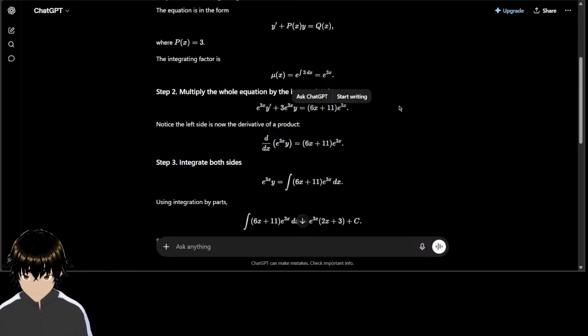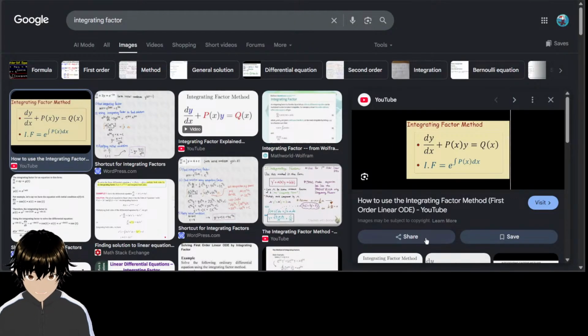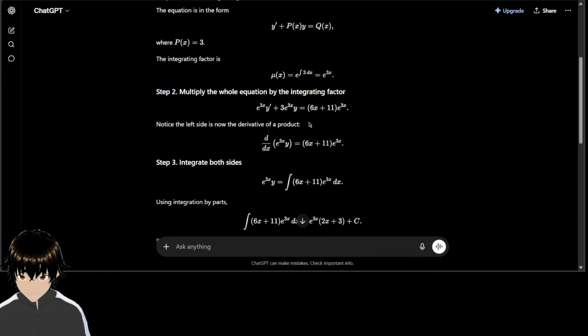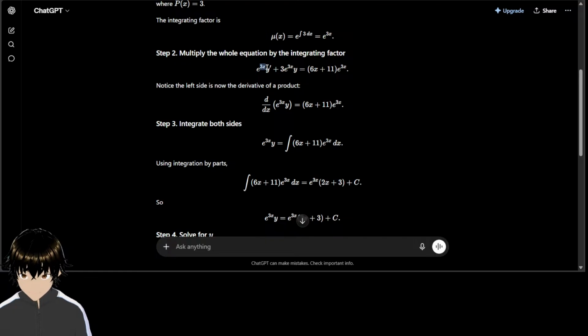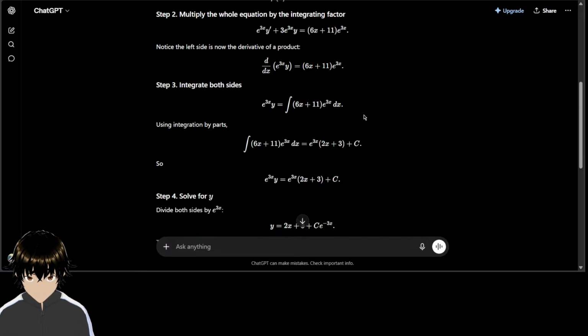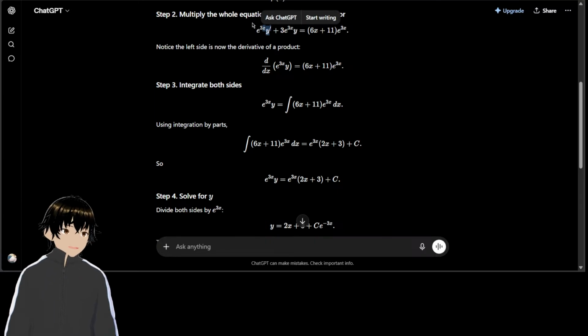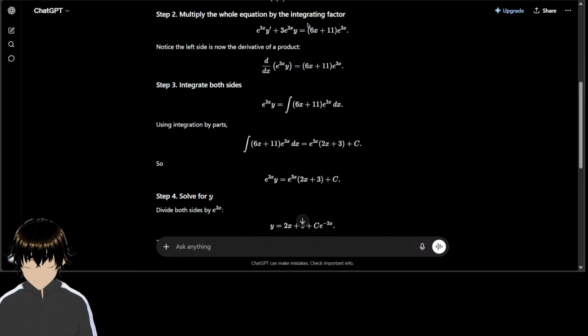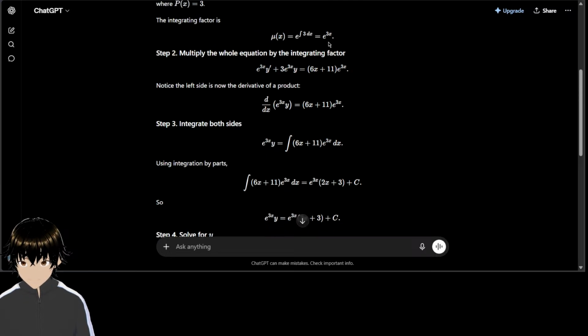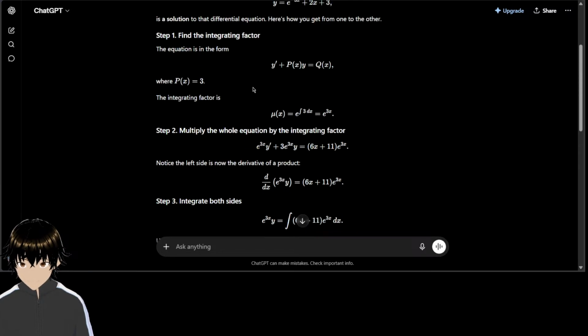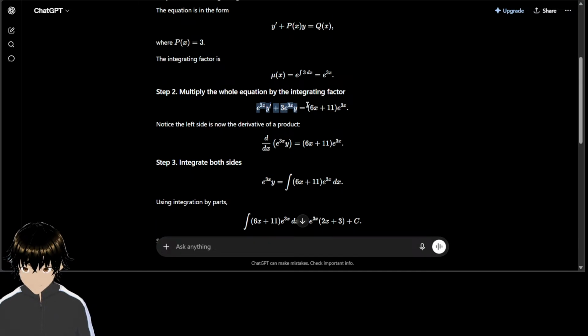You have to multiply everything with e to the 3x. Sorry, you multiply everything, literally everything. So if you have parentheses, it will count as one equation. So basically every monomial in here has to be multiplied with the integrating factor. That's how you solve the first order linear differential equation.